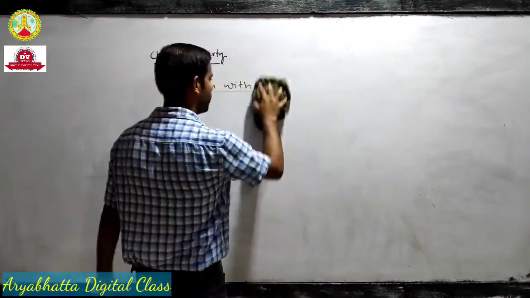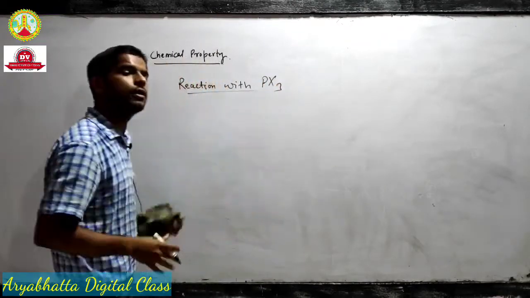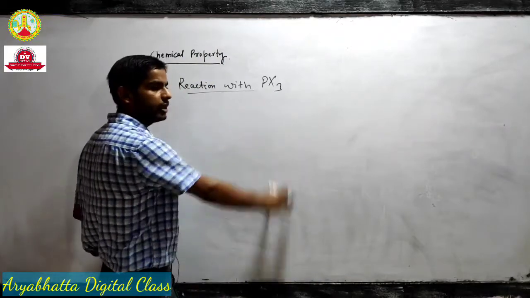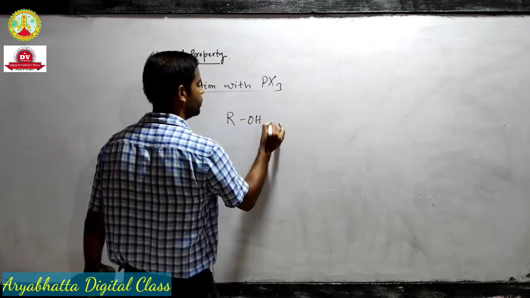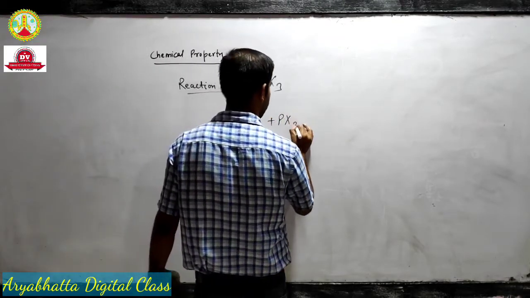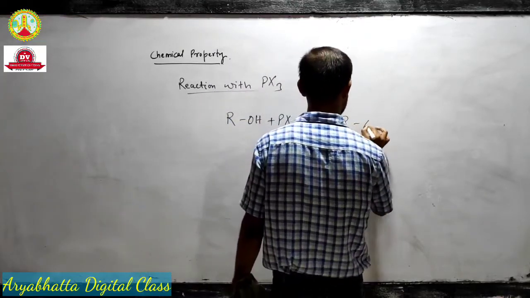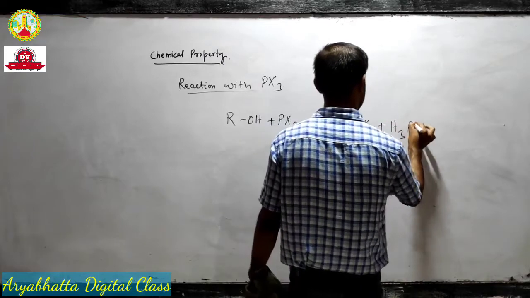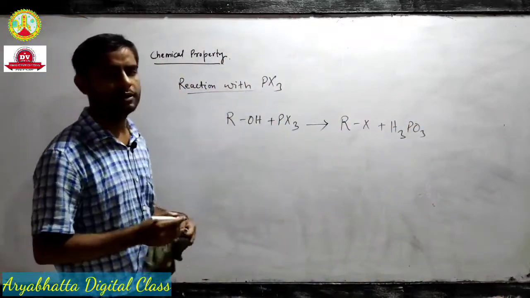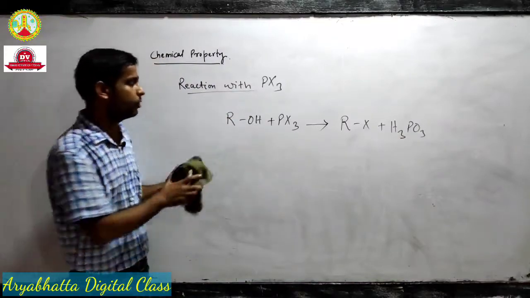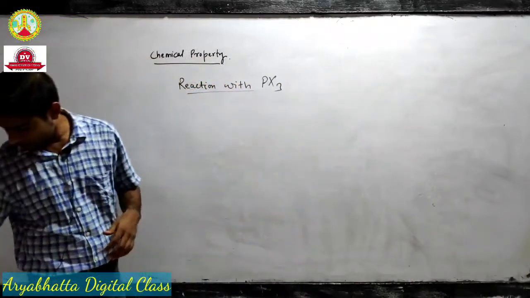Okay, now alcohols can also react with phosphorus trihalides. Again we studied this reaction in the general methods of preparation for haloalkanes, where ROH reacts with PX3, it could be chlorine or bromine. So what happens? RX plus H3PO3 is produced. Okay, so we have studied this reaction also in unit 10, alkyl halides and aryl halides. Now we will move to some other reactions.